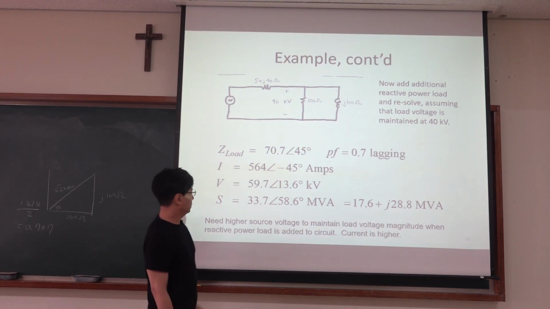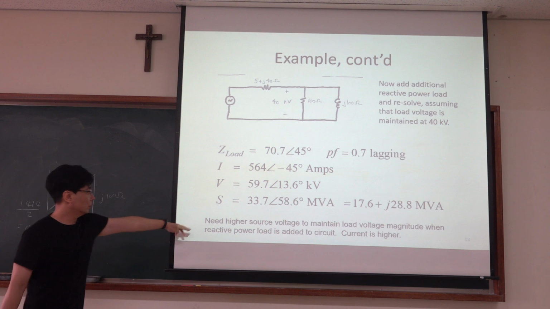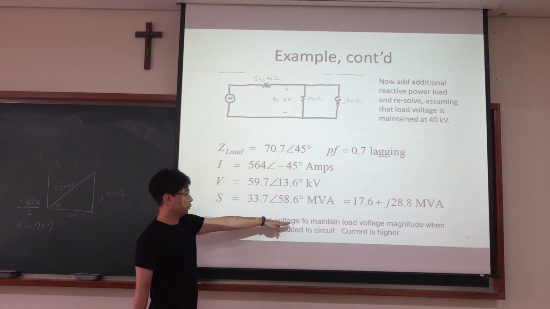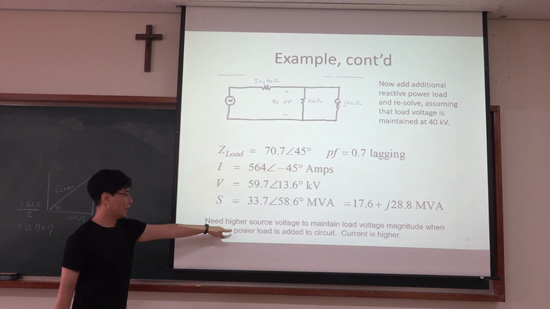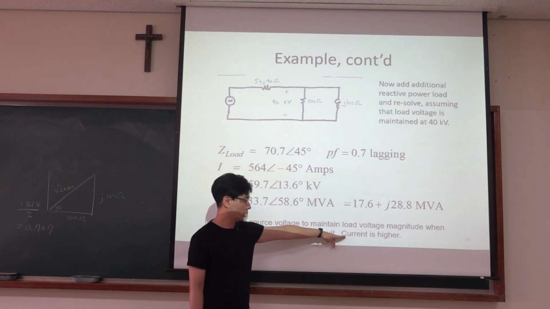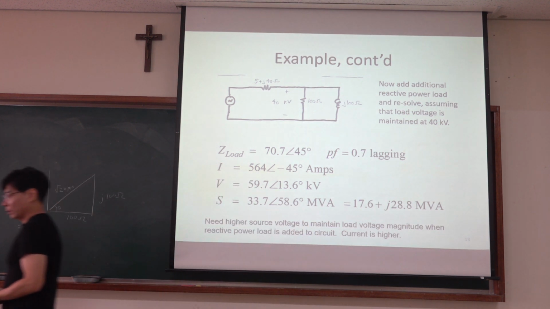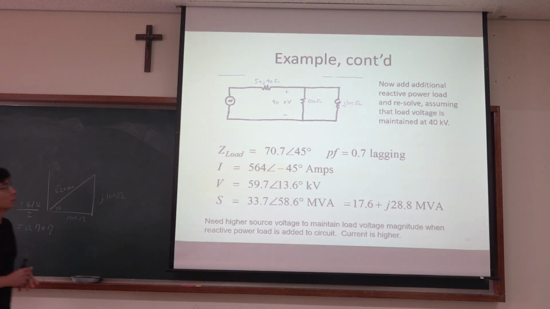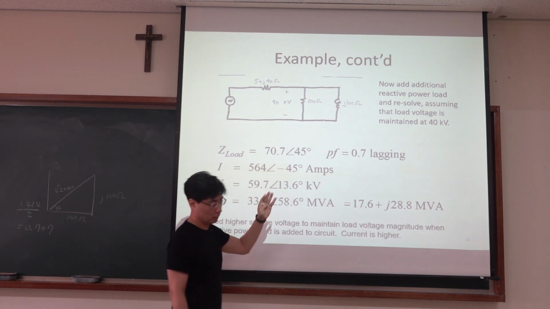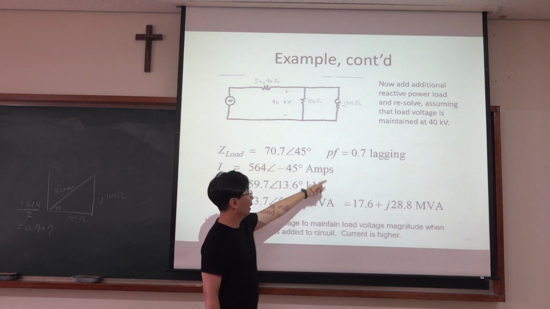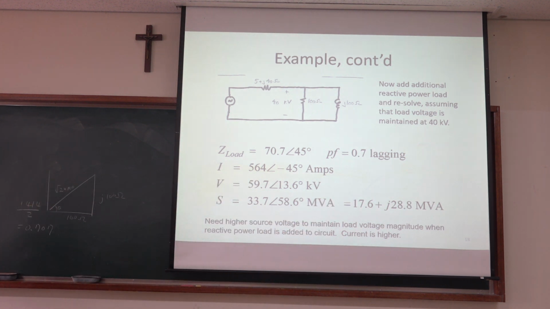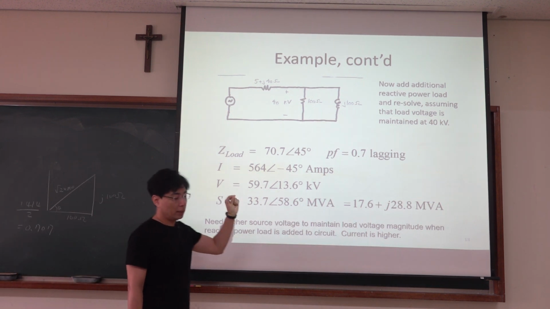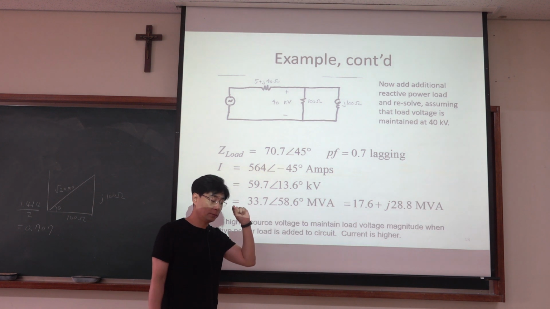So example 2 needs a higher source voltage to maintain the load voltage at 40 kilovolt when reactive power load is added to the circuit, and the current becomes higher than before. So now you see the role of inductive load in a negative way and the meaning of power factor. What we want to do next is to correct this power factor, and one of the mechanisms is to add a capacitive load.